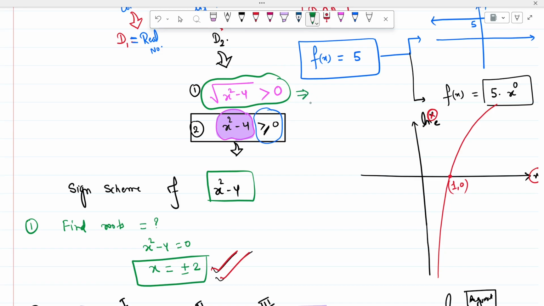No new condition, we can say. This is always true. How? This is the square root function. If you know the graph of a square root function, it always gives a positive number. It is always correct. Square root of x minus 4 is always greater than 0 whenever it is defined. Are you getting my point?